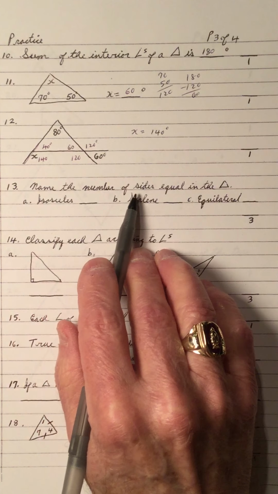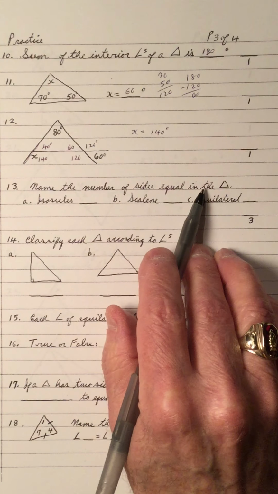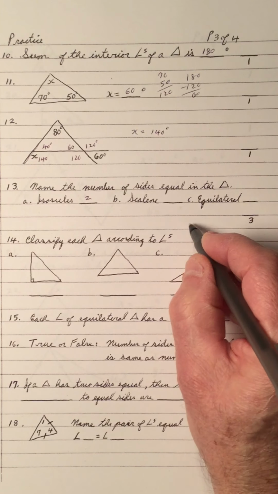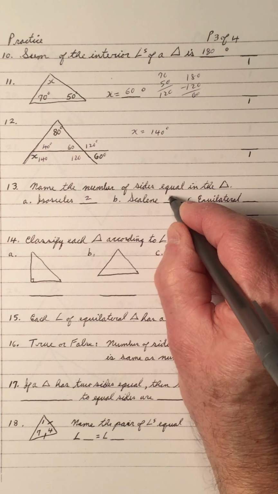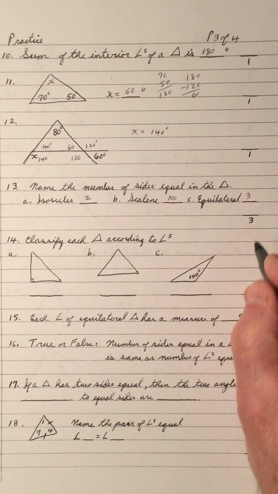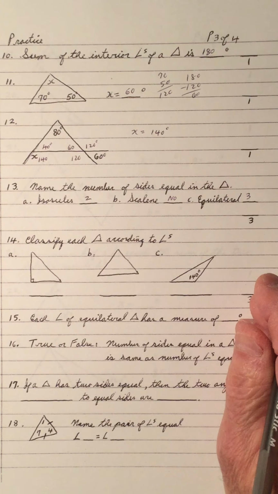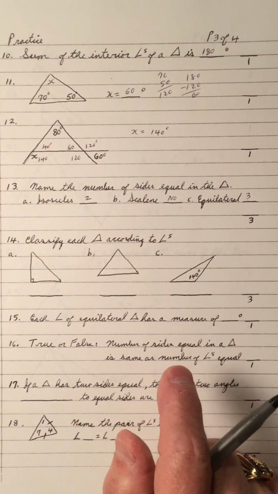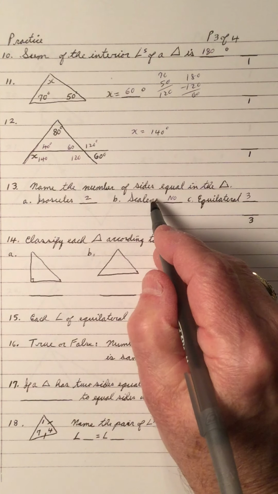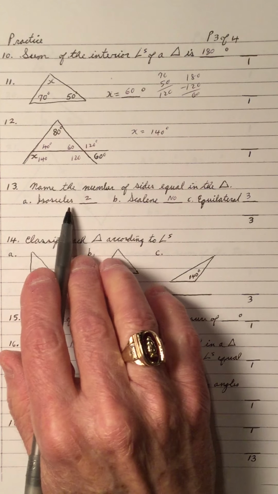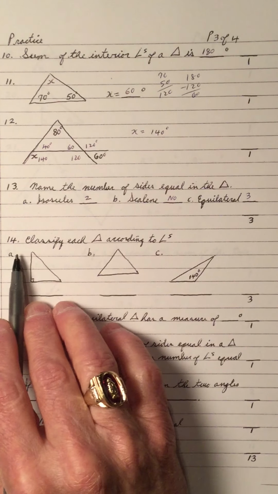Find the number of sides equal in each triangle. So if you got an isosceles triangle, you've got 2 sides equal. Scalene triangle got no sides equal. And an equilateral triangle got 3 sides equal. And remember, if it got 3 sides equal, it got 3 angles equal. If it has 2 sides equal, it has 2 angles equal. No sides equal, no angles equal. That's classifying the triangle according to sides, the length of the sides.